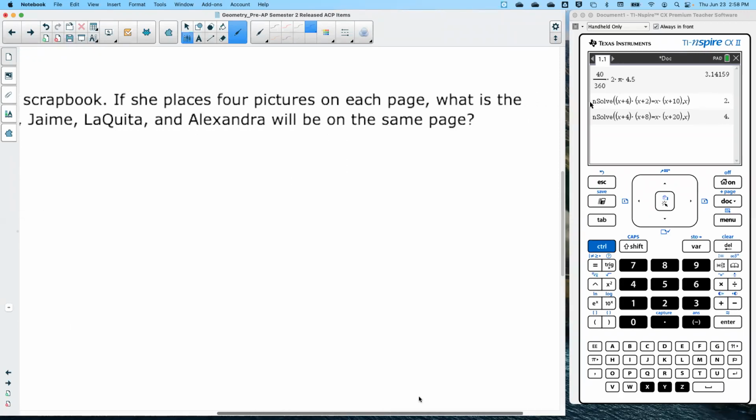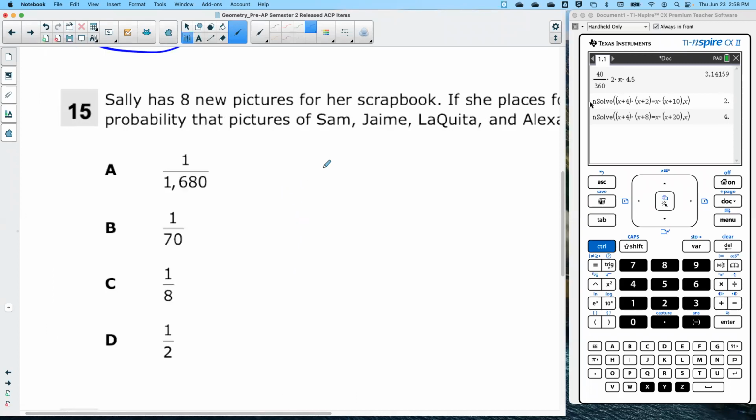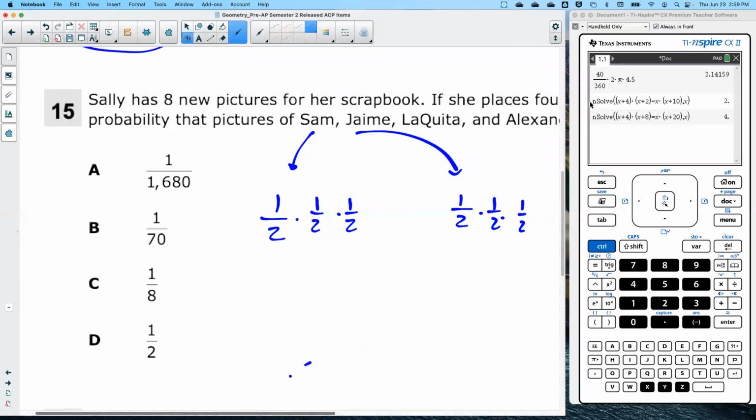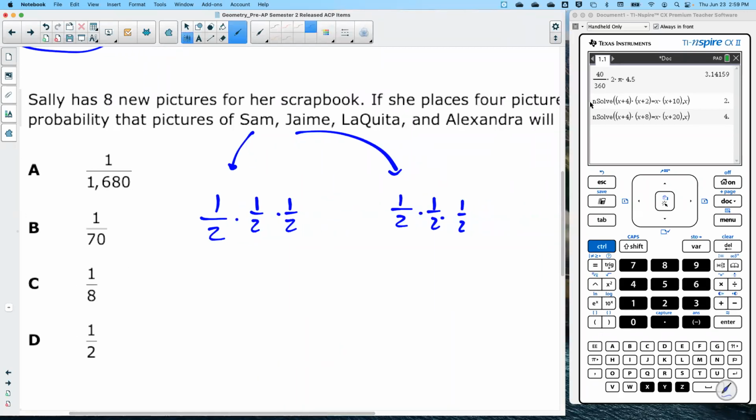8 pictures, 4 pictures on each page. Okay, the odds of putting Sam on, yeah, because it's 4 per page. There'll be 1/2 on one page, and the odds of putting on the other page would be 1/2. So it's just what's the odds of putting Jamie on this page? 1/2, and over here 1/2. Lita, 1/2, 1/2, and what's the probability of Alexandra?